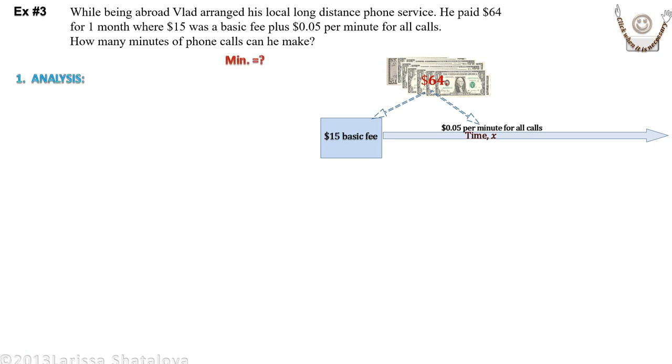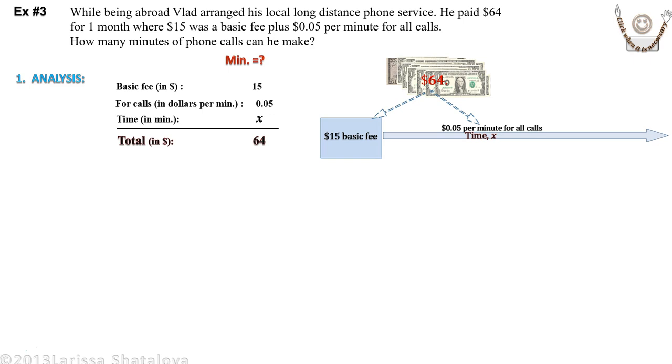Analysis. What do we know? Basic fee in dollars is 15. Plus, he has to pay 5 cents per minute, or 0.05 in dollars. Time in minutes we are looking for. This is why we have to mark it as x. The total amount of money he paid is 64.